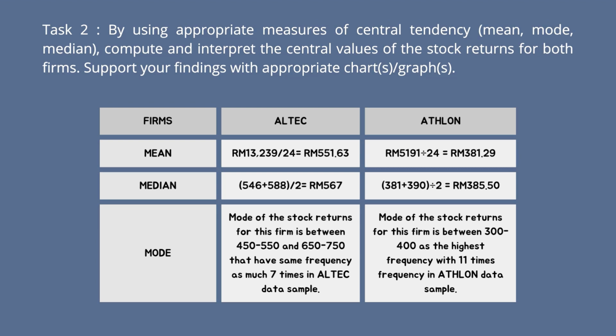Next is the median. First of all, we need to arrange the data in ascending order. After that, just take the middle value of the data. But in the Atlant case, the number of data is even. So the average of the two middle values, which are 381 and 390, is the median for this firm. Last one is the mode. After dividing the data into classes, the mode of the stock returns for this firm is between 300 to 400 as the highest frequency, with a frequency of 11 times in the Atlant data sample.